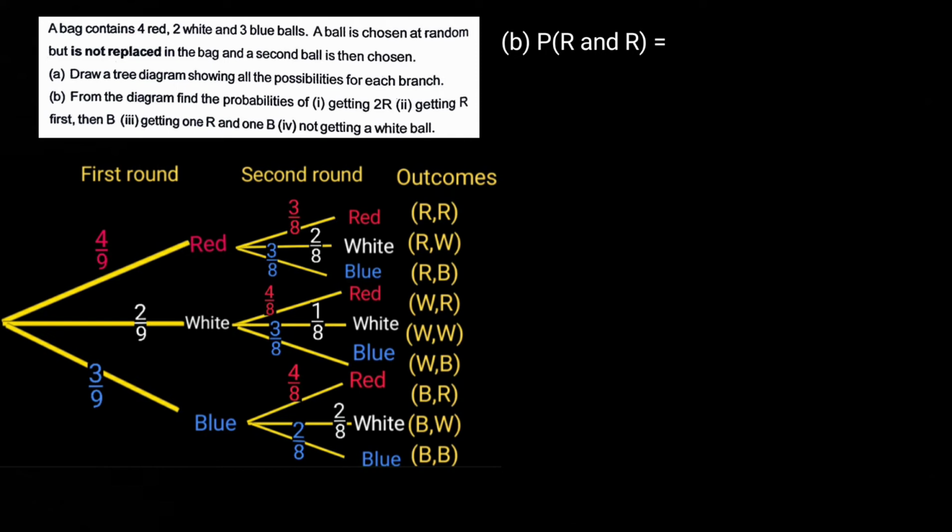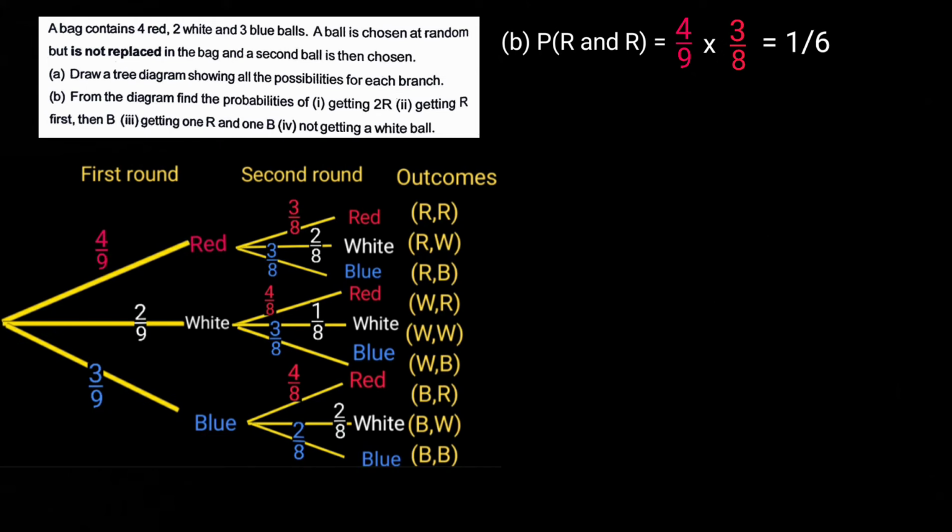You can see from the tree diagram that the probability of getting a red ball in the first round is 4 by 9, and the probability of getting a red ball in the second round, if we got a red ball earlier, is 3 by 8. When you multiply 4 by 9 and 3 by 8, you will receive 1 by 6.